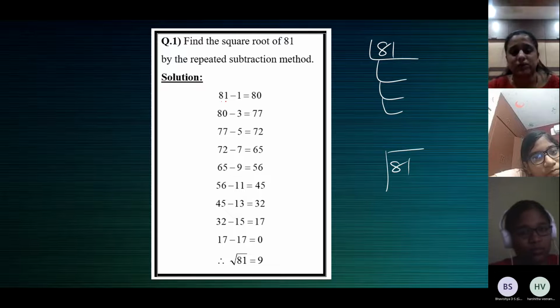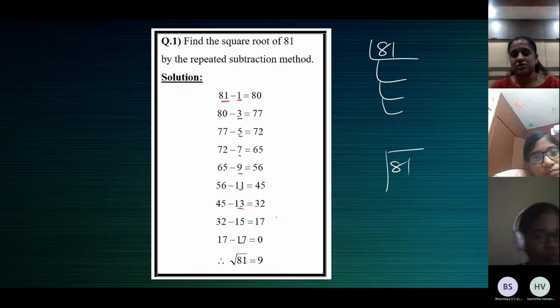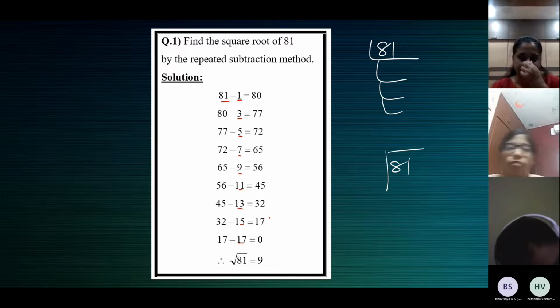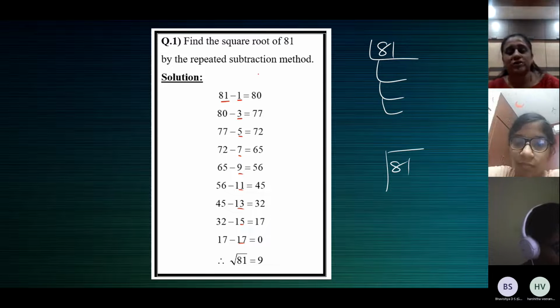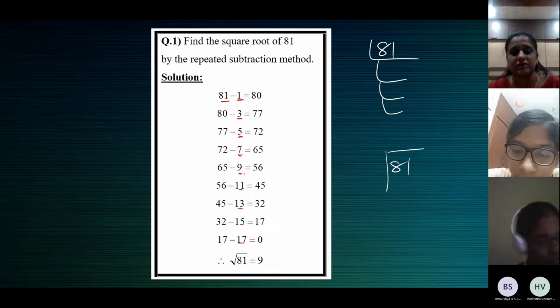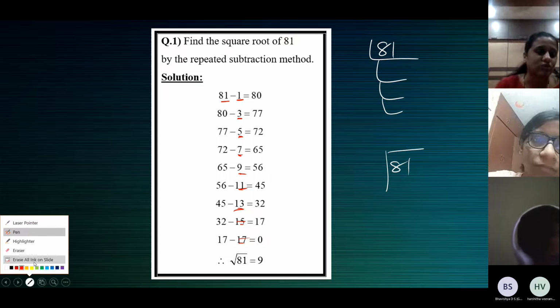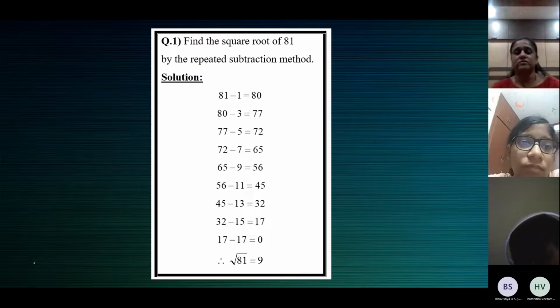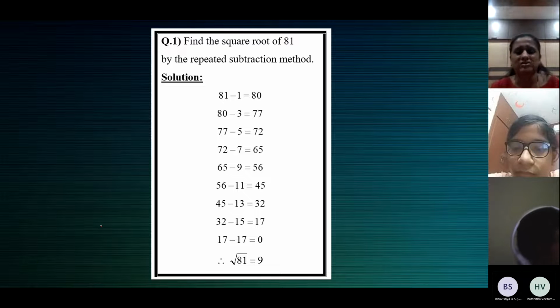So take 81. You can see here 1, 3, 5, 7, 9, 11, 13, 15, 17. These are odd numbers, consecutive odd numbers starting from 1. You can understand from what you see on your screen.